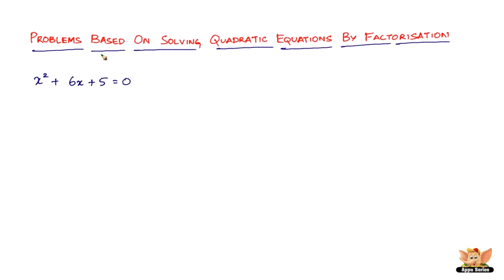In this video, let us look into problems based on solving quadratic equations by factorization. So here we've got a quadratic equation, x squared plus 6x plus 5 equals 0. What we have to do now is solve this quadratic equation.